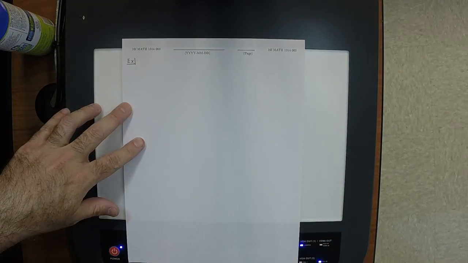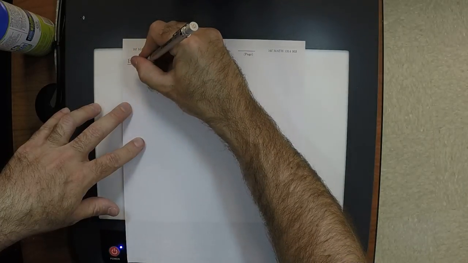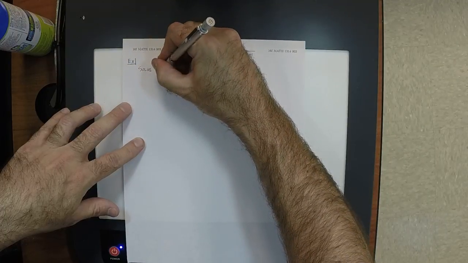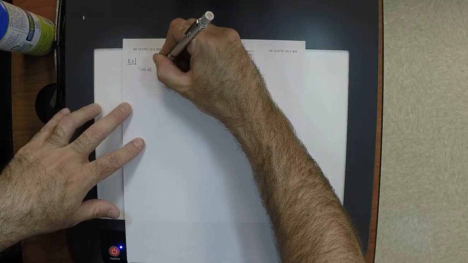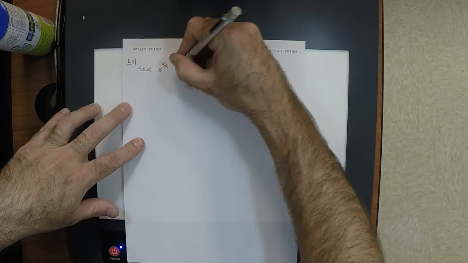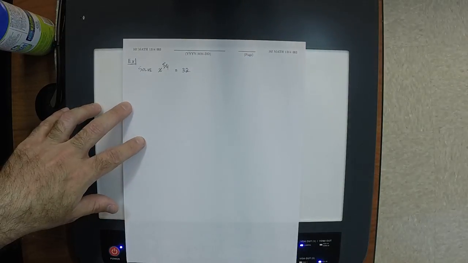Okay, so for example, solve x to the 5 over 4 is equal to 32.